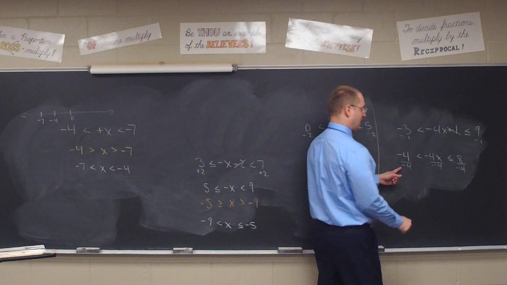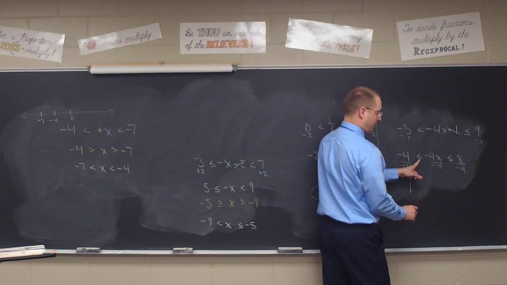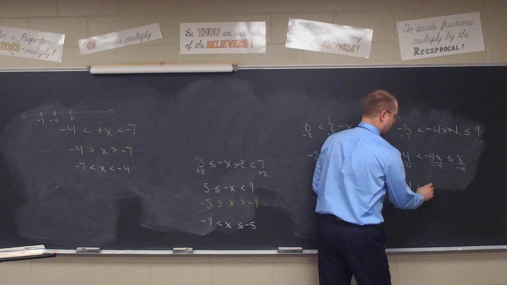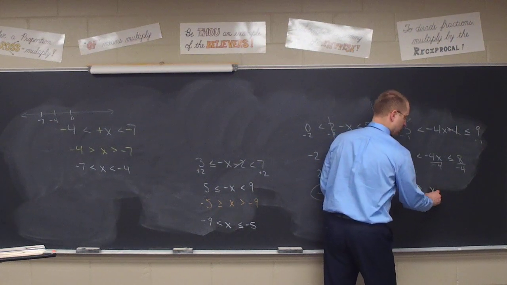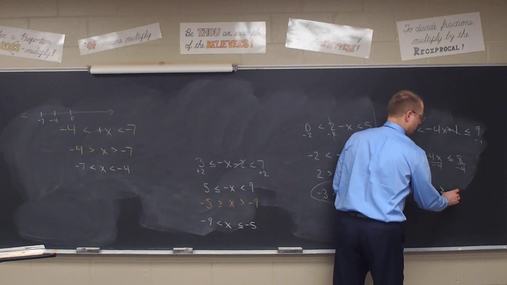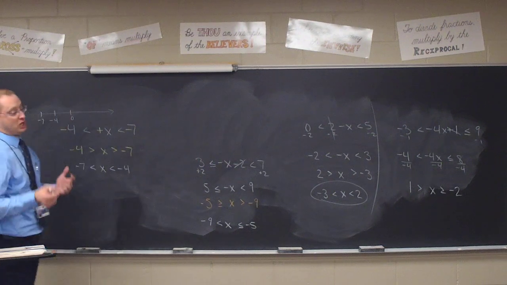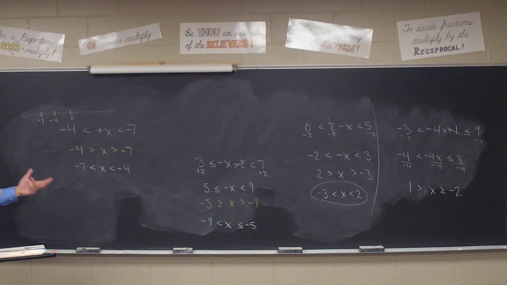So here, Kyla, I get positive 1. But because I divided by a negative, I gotta flip this inequality. Greater than x, which is greater than or equal to negative 2. There we go. So if you're just changing all the signs, you have to change the inequalities. If you divide by a negative, you have to flip the inequalities as well.